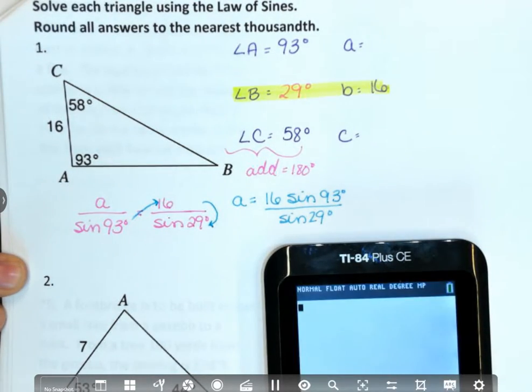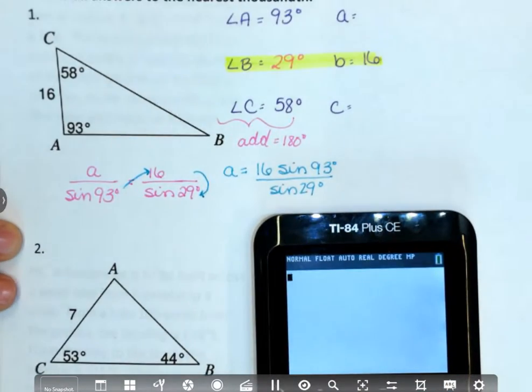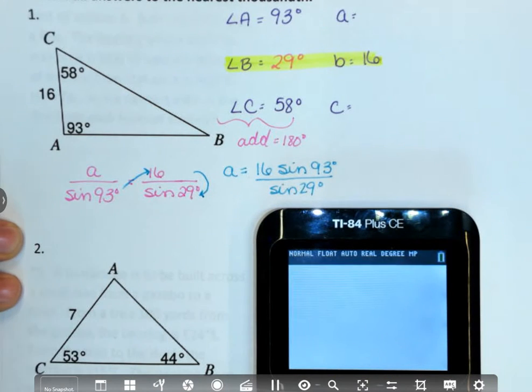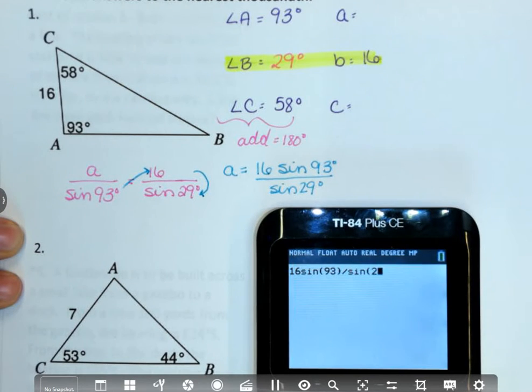And that's not happening in my head. Just to make sure you know this isn't a miracle or anything, I'm going to do 16 times the sine of 93. Make sure you close your parenthesis on that. Divided by the sine of 29. Helps if you put the 2 in there. 29. And boom!